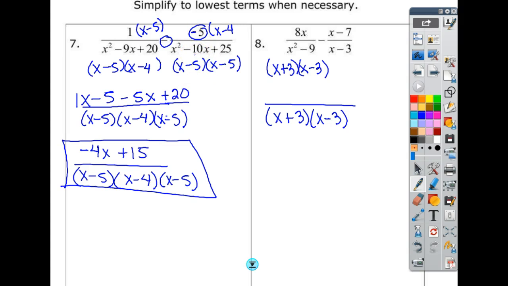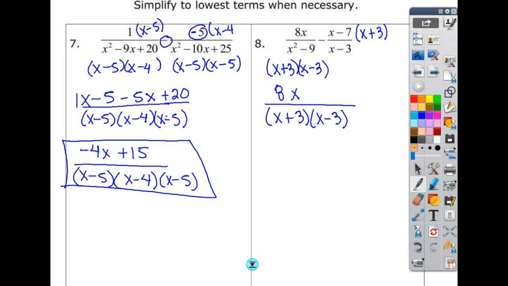Okay, so comparing this denominator with this denominator, what's different? Nothing. So I don't multiply that 8x by anything. Again, I have a minus sign, so that tells me to be super careful. Okay? So x minus 3, comparing that to x plus 3, x minus 3, what is different? Or what's missing from up here? The x plus 3 is missing, okay? So we're going to multiply this times x plus 3. Now, pay really good attention here.